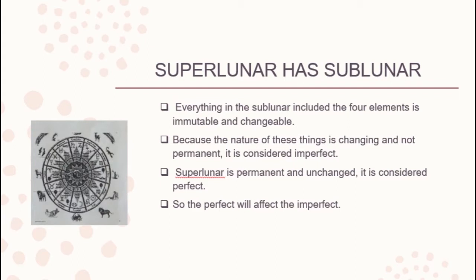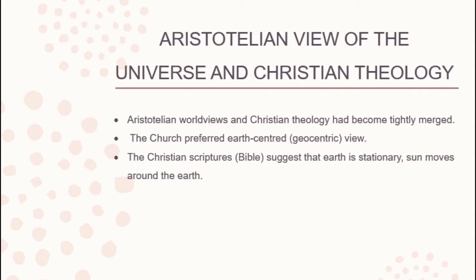Superlunar versus sublunar. Everything in the sublunar, including the four elements, is mutable and changeable. Because the nature of these things is changing and not permanent, it is considered imperfect. Superlunar is permanent and unchanged. It is considered perfect. So, the perfect will affect the imperfect.